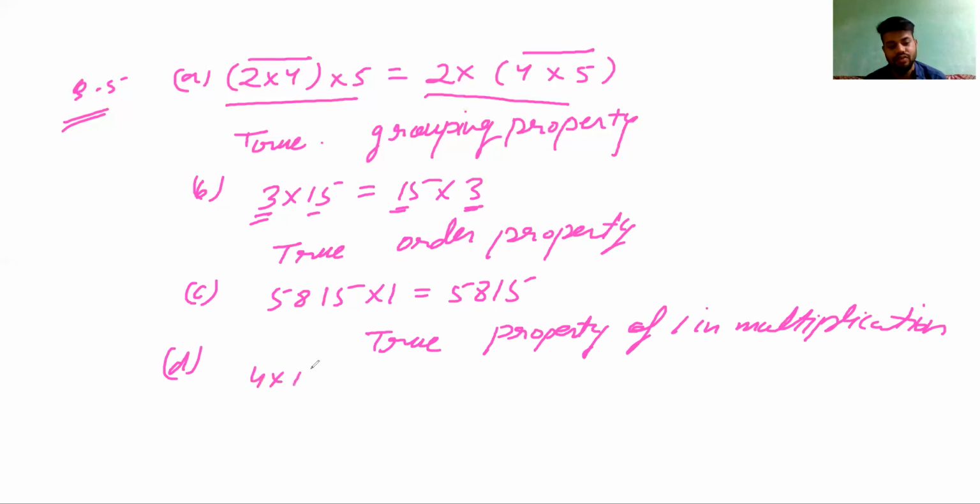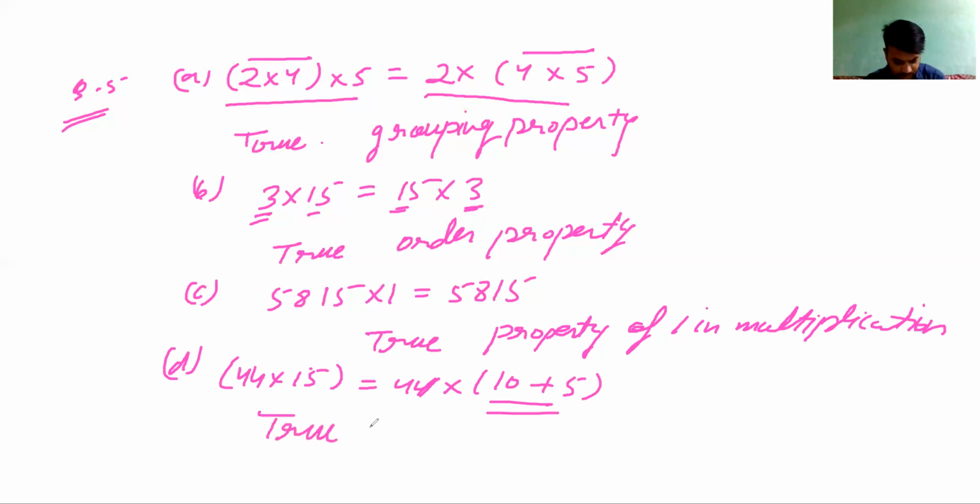Now part D is 44 into 15 in bracket is equal to 44 into 10 plus 5. So 10 plus 5 is 15. So we can say that this is also true, and the name of the property is distributive property.